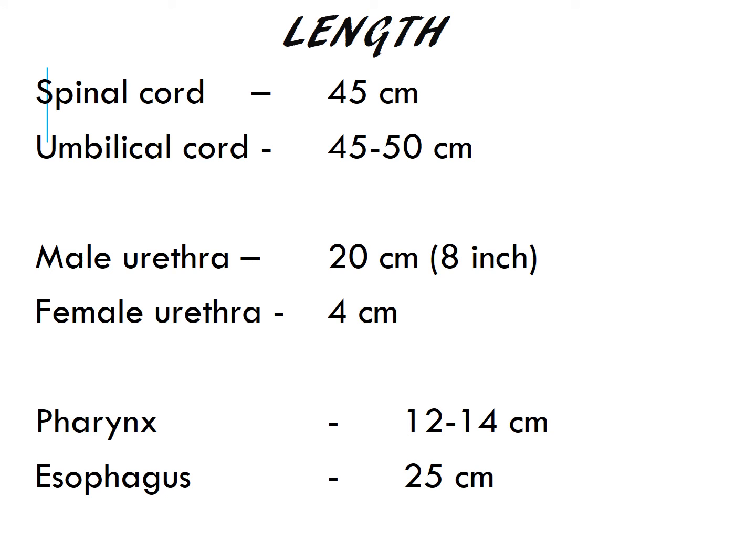So please remember, spinal cord and umbilical cord are around 45 to 50 centimeter, pharynx 12 centimeter, esophagus it's double, around 25 centimeter. The most important question in this aspect is the male urethra and the female urethra length. It is the most important and the most commonly asked question. Remember, male urethra has more length, around 20 centimeter, and female urethra has less length.